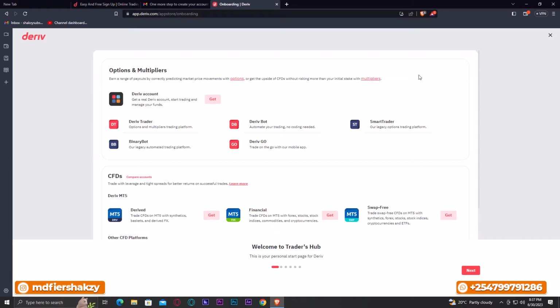So you land on this page. These are the different platforms that you can trade on deriv.com. So I want to guide you guys, because we are going to be trading binary options. Don't come here and click Deriv Trader or Deriv Bot, Smart Trader, Deriv GO. We are only interested with Binary Bot. This site, you see this Binary Bot, our legacy automated trading platform.